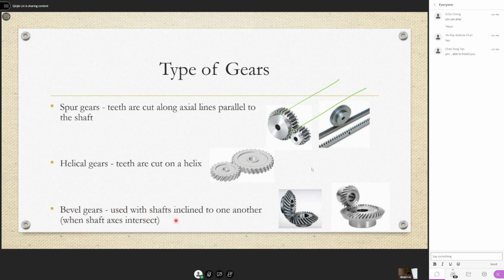Bevel gears are used with shafts inclined to one another. So bevel gears look like that. You see these are more special than the top two, right? The rotating one and the one whose rotation is caused by the first one are on different axes. So if you have this kind of gears, you can change the direction of rotation. That's one use of it.